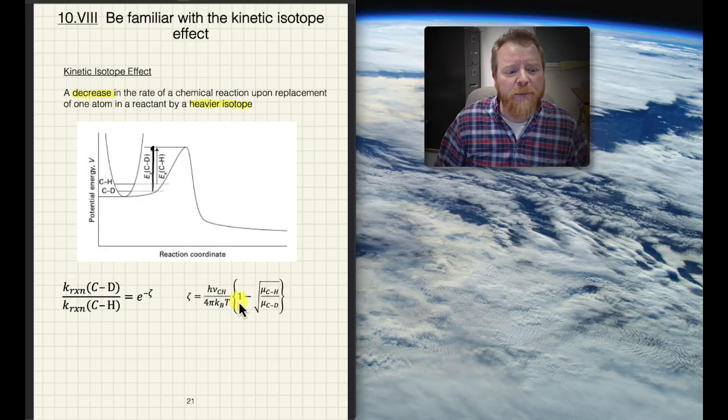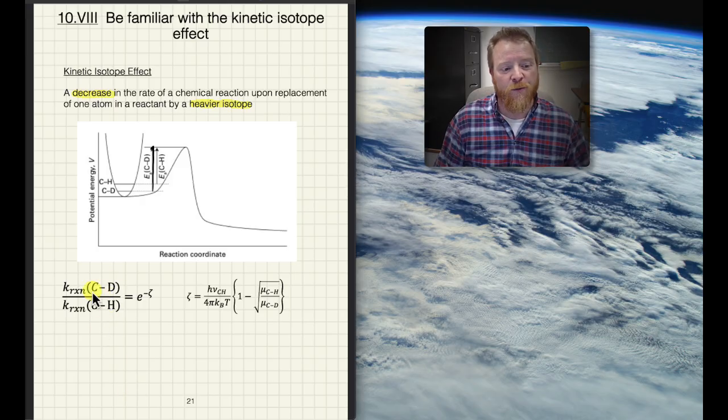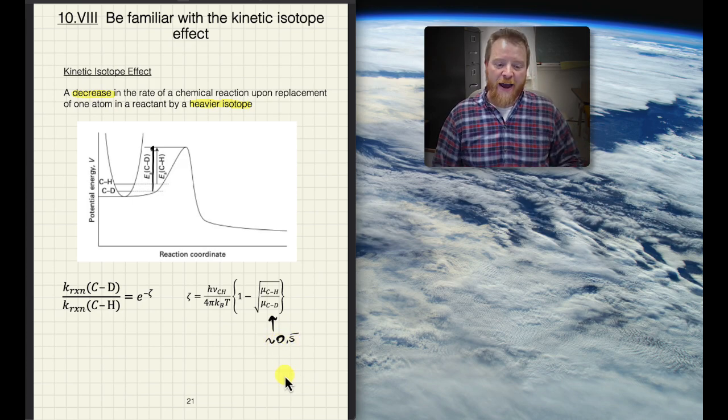So this is some complex math that I'm not really going to derive. But what I do want to point out is if we look at the rate constant from CD to CH, it goes e to the negative z, where this parameter z can be calculated as the following. And what's important to note here is it's the square root ratio of the reduced masses. So for a CD and CH bond, this ratio is approximately 0.5.